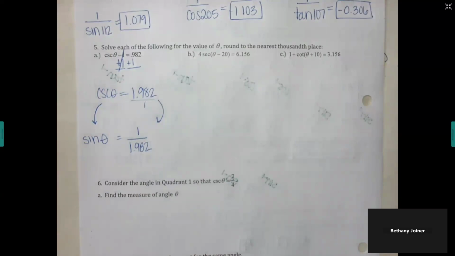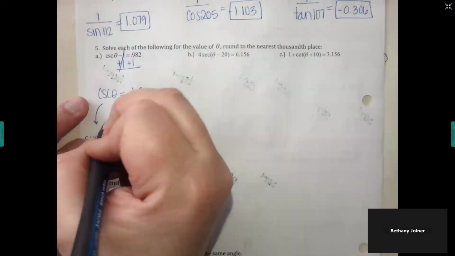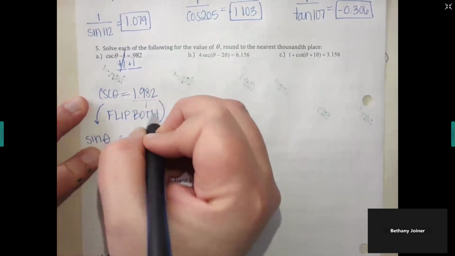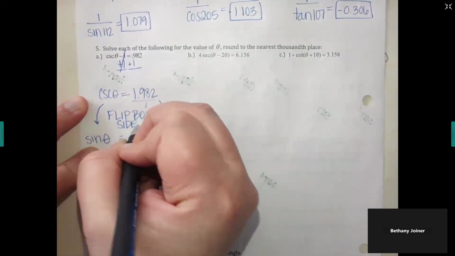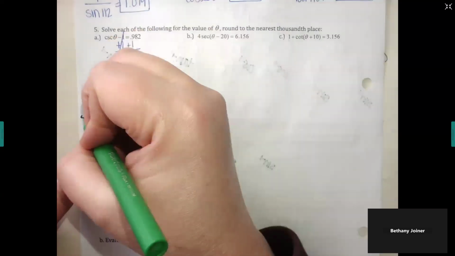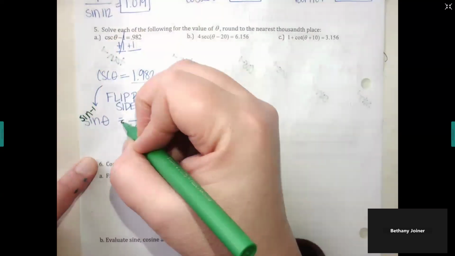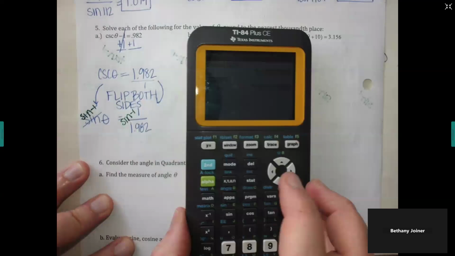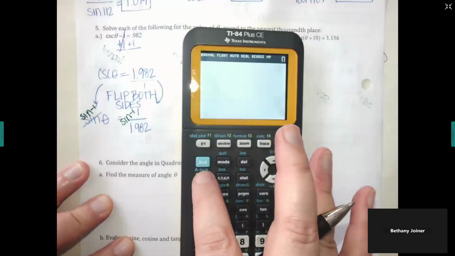Okay. So I'm going to put here, flip both sides. So the number side I'm going to flip, and then CSC goes back to the original. Then from there, we're going to do second sine on both sides to get our answer. Remember that sine and second sine cancel out.